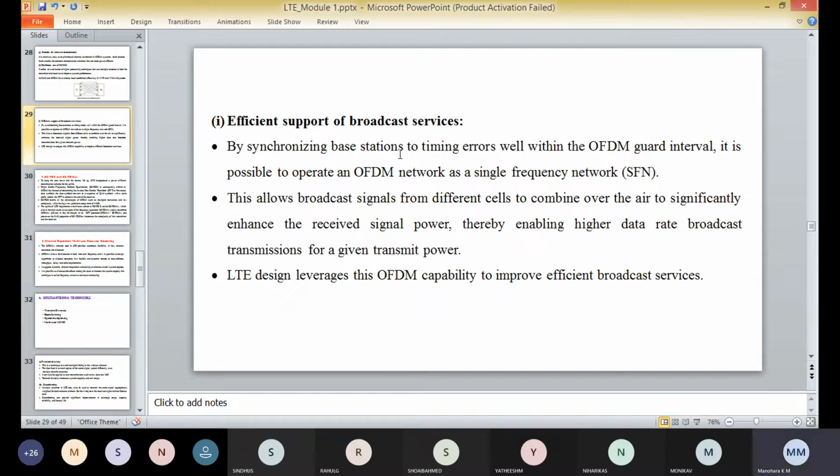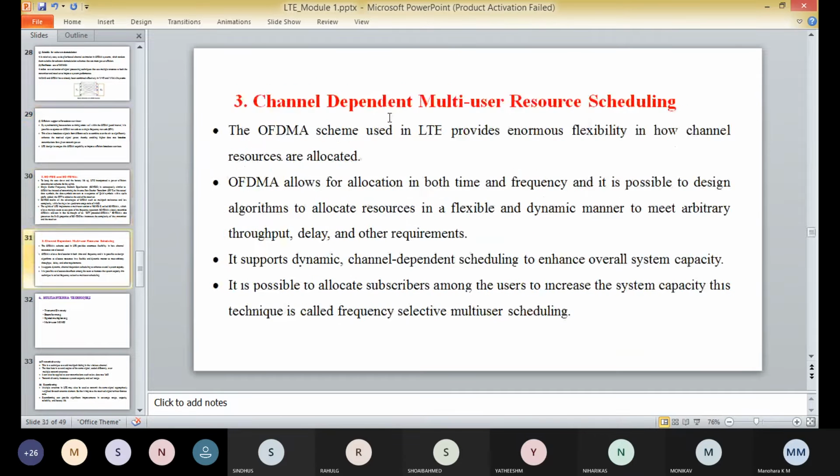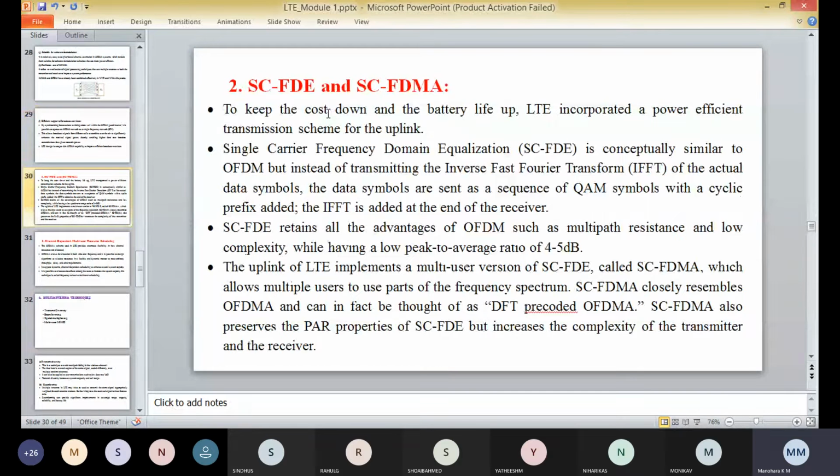And next we have SCFDE and SCFDMA. In SCFDMA, to keep the cost down and battery life up, the LTE incorporated a power efficient transmission scheme for the uplink.